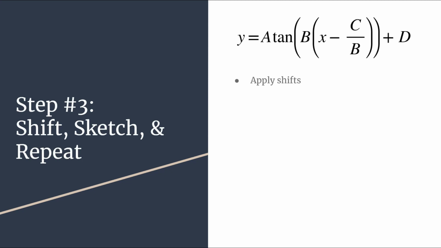There's our equation. So we will apply our shifts, and if we have both a phase shift and a vertical shift, working from the base pattern, you can usually apply both of those shifts at the same time. Remember, our phase shift is just C over B, so you'll move right or left, and your vertical shift is D, you'll move up or down. Then you'll sketch in your tangent curve, and finally you'll repeat that pattern for as many cycles as you need. So you can see a lot of the work is done up front in step 1, and then steps 2 and 3 are pretty simple once you've practiced it a couple of times.